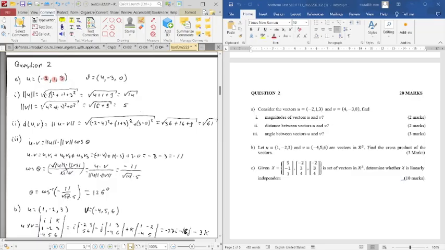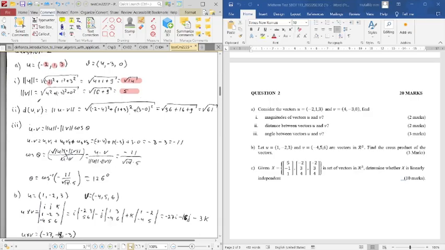So as you can see, you just square each coordinate, then sum it, and then take the square root of it. So for u we got square root of 14, for v we got 5, and for the second part we need to find the distance between vectors u and v. To find the distance between vectors u and v, we're going to use this formula.